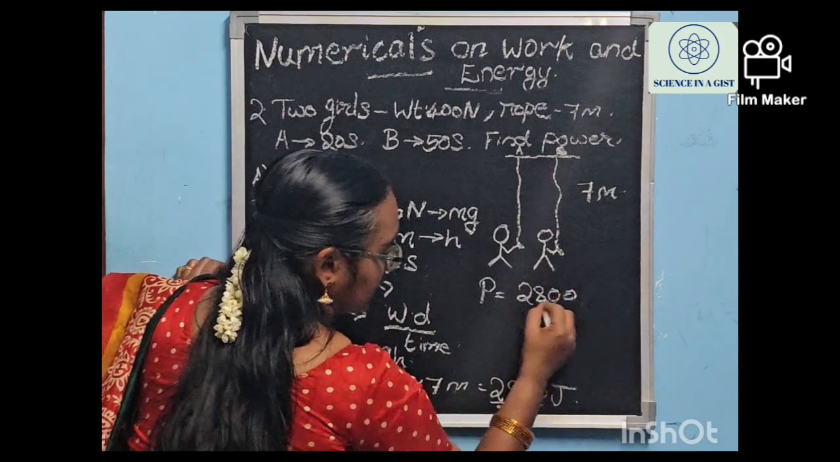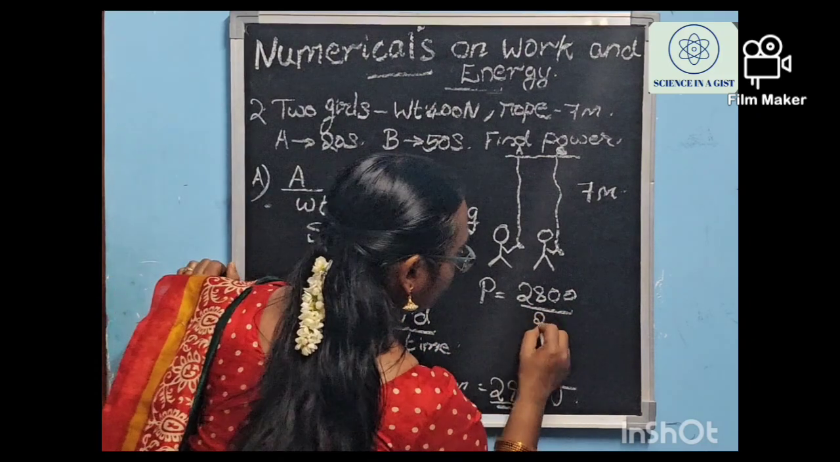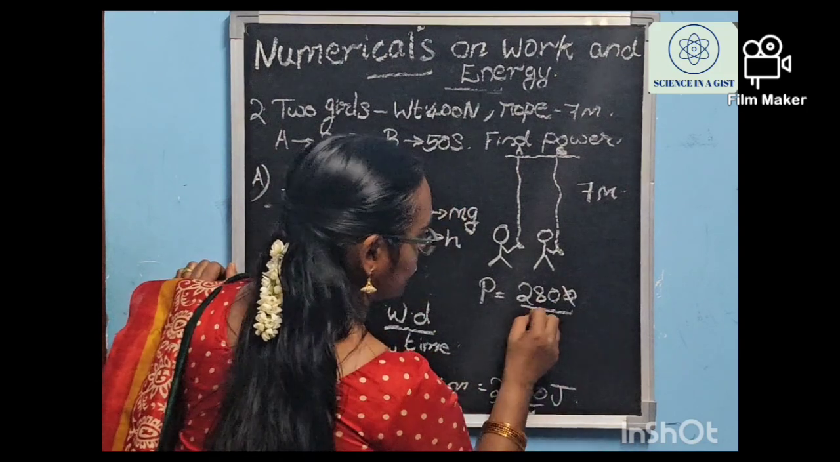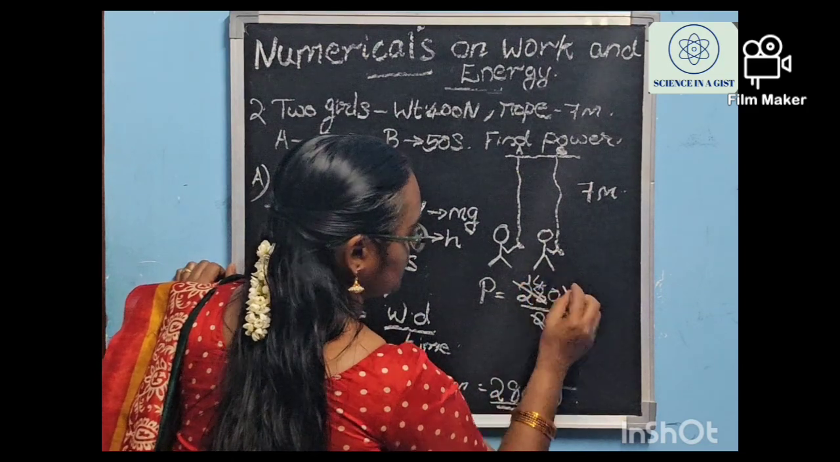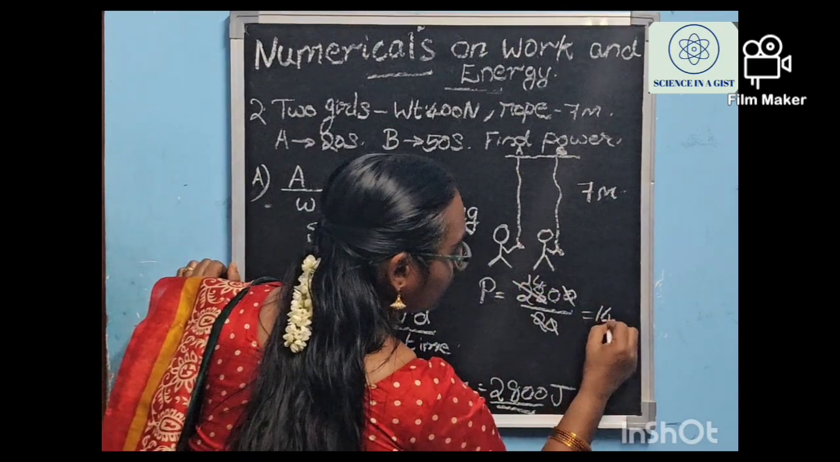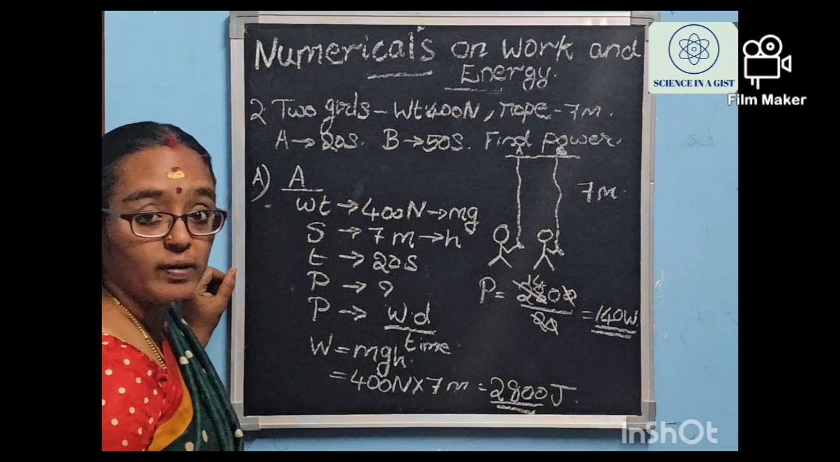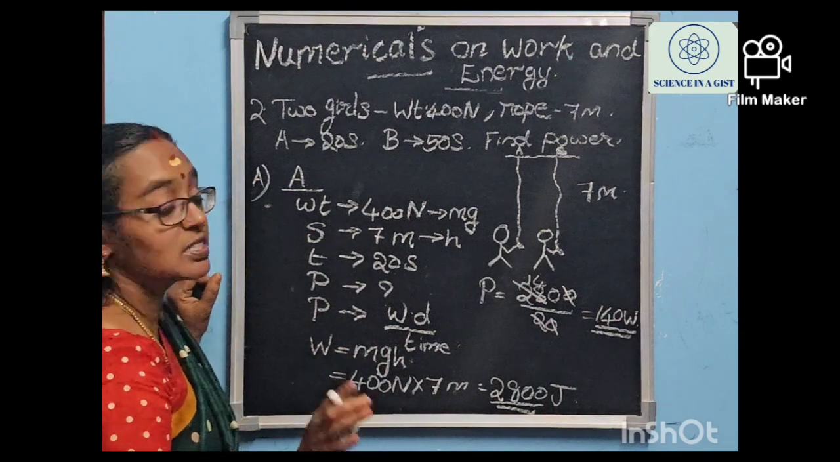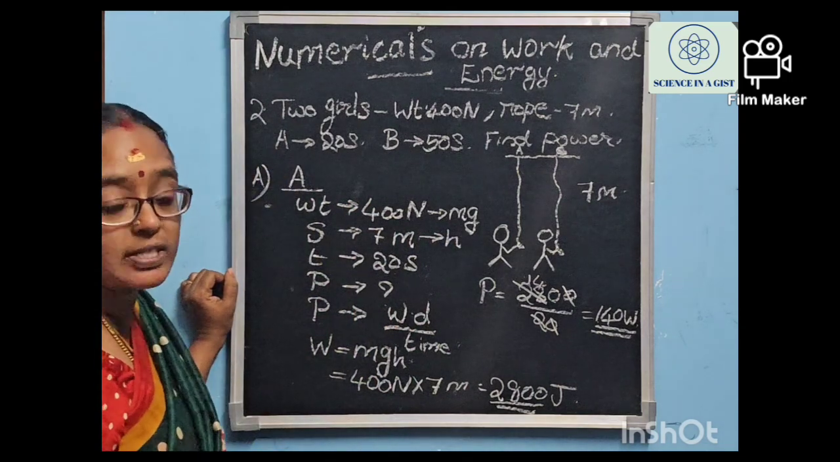2800 divided by time. What is the time taken by the first girl? 20. Zero cancelled. 2 is going in 28, 14 and 0 again. That is 140 watt. 140 watt is the power taken by the first girl for accomplishing the task. Okay, is it clear? Now we can go for the second girl.